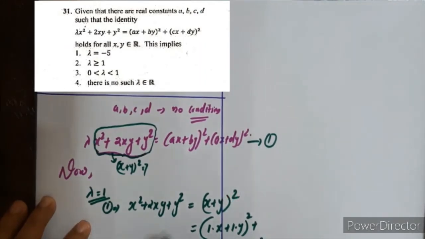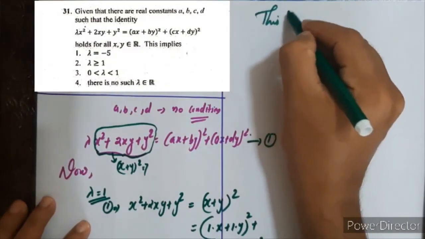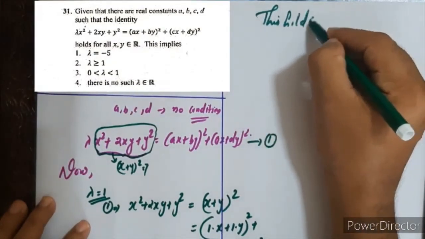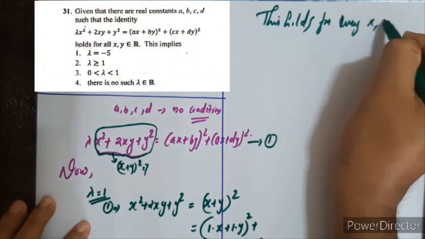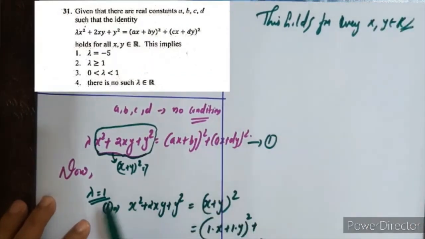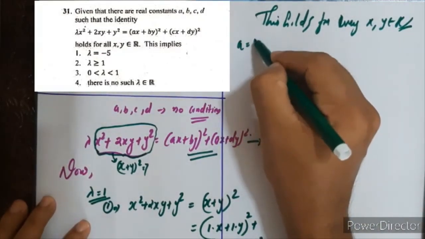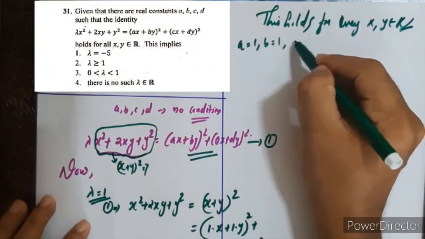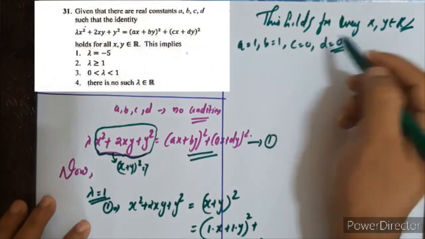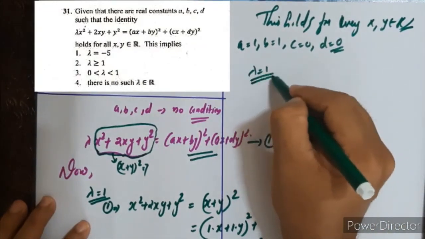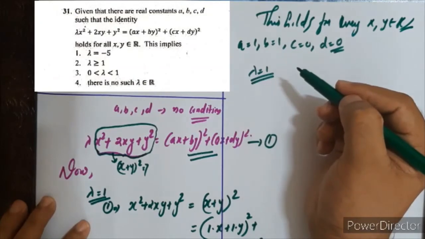And this holds for every x, y belongs to R. So this is true for lambda equal to 1. This condition is true for all x, y belongs to R. Here a equal to 1, b equal to 1, c equal to 0, d equal to 0. So for lambda equal to 1, this is true for all x.